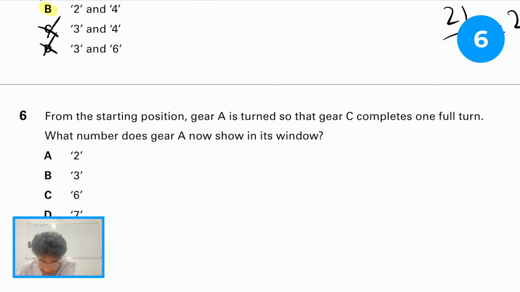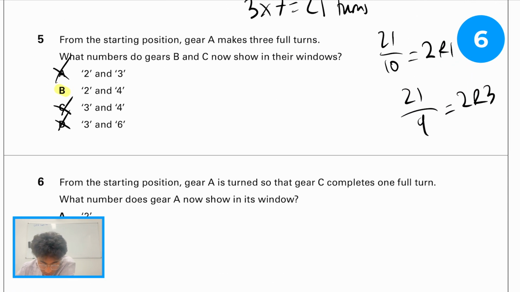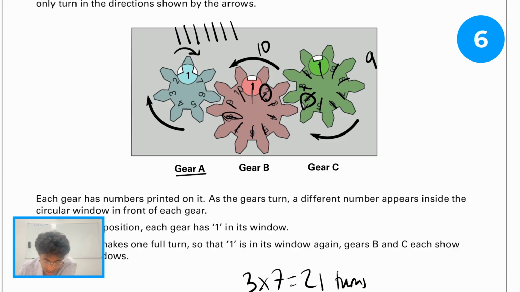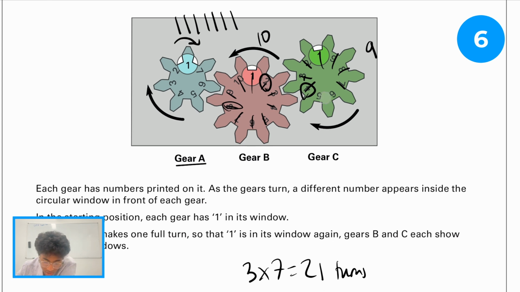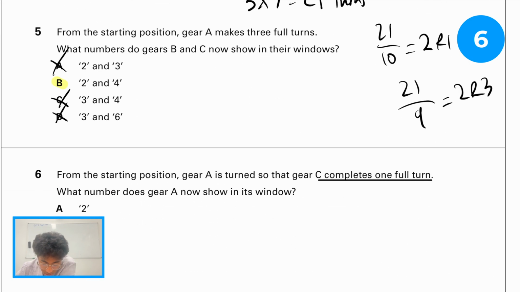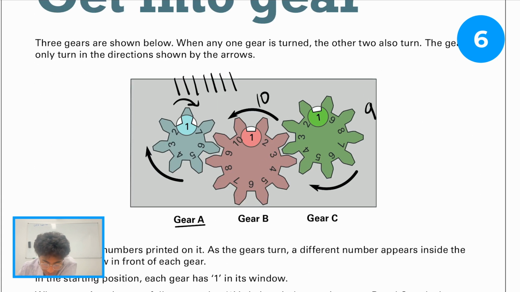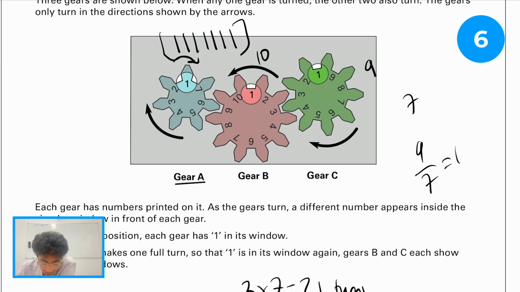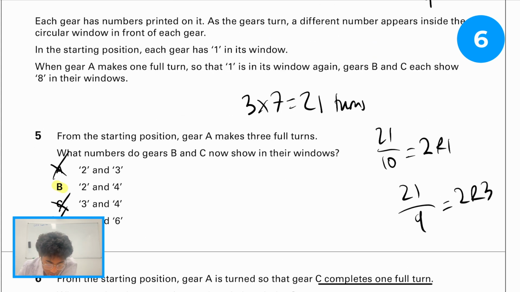From the starting position, gear A is turned so that gear C completes 1 full turn. What number does gear A now show in its window? Gear C, let's see. Gear C required 9 turns to go back, right? That's 1 full turn. 1 full turn means 9 times it goes around. So gear A is turned 9 times. Let's see. Gear A repeats itself every 7 times, right? That's what we learned from the very beginning. There are 7 lines. So if we do 9 divided by 7, we get 1 remainder 2. That means it did 1 full round about the circle, and then there's a remainder of 2, which means it's going to be 1, 2. It'll be number 3. That'll be the number it shows.